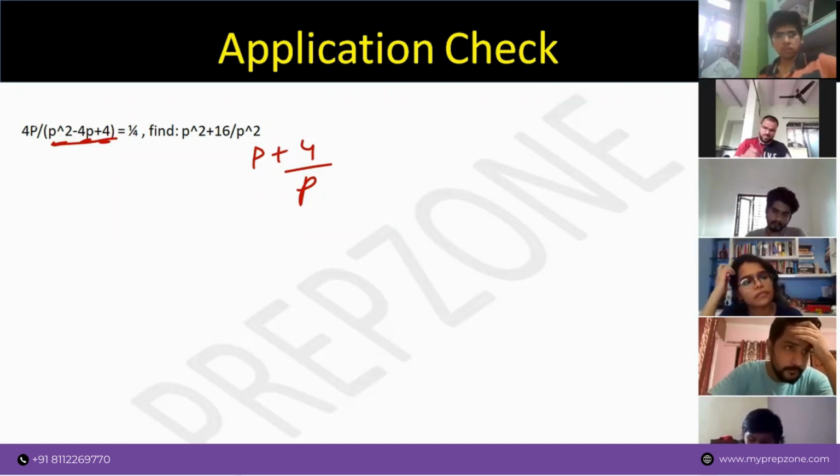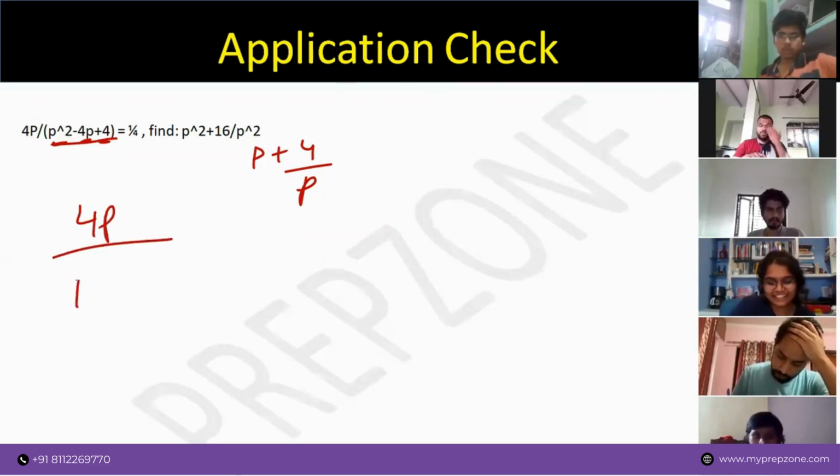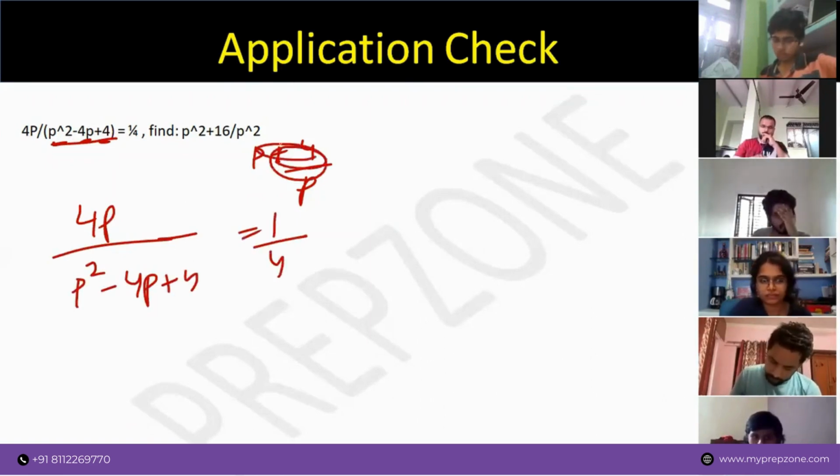Right? And you know that you have a p here. Yeah. Sanika, are you able to visualize? You're scratching your hand. Okay, fine. So see, you have a 4p upon p square minus 4p plus 4. Please ask me if you're not able to get it, because these are important concepts. It's okay to repeat. So see, did you understand this?